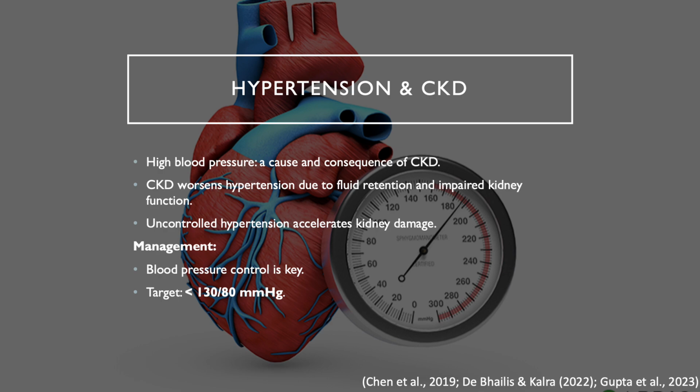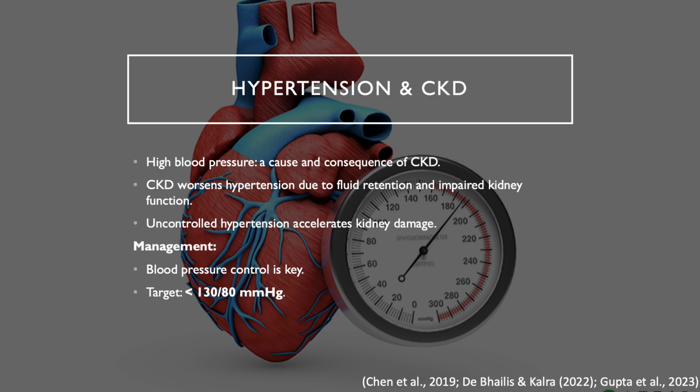Hypertension and CKD. Hypertension is the major player in the development and progression of CKD. High blood pressure damages blood vessels in the kidneys, as I've mentioned before, and it impairs their ability to filter waste and fluids. As kidney function declines, it leads to more fluid retention, which worsens hypertension. This creates a cycle where CKD worsens hypertension, and uncontrolled hypertension accelerates kidney damage. Therefore, managing blood pressure is critical in slowing the progression of CKD.